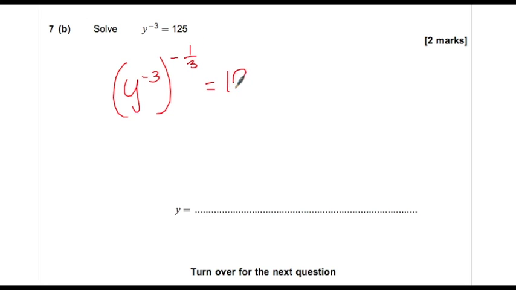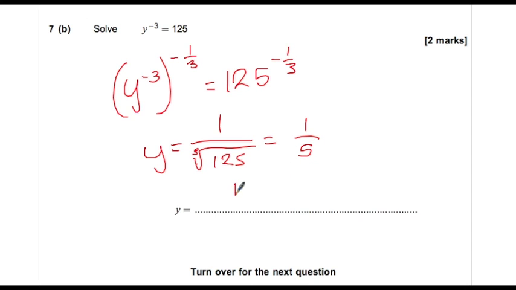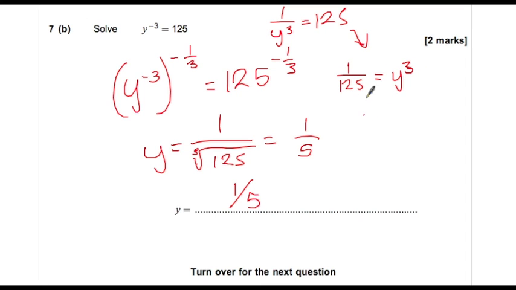And we've got to do the same thing to the other side, so that the left hand side becomes y, and then this is going to be 1 over, because it's a minus, and the third's going to make it the cube root of 125, so you get a fifth. The other way of doing it is thinking, well, y to the minus 3 is 1 over y cubed, so that means that 1 over 125 equals y cubed, so the cube root of 125 is a fifth. Sorry, that's really messy, but those are the two ways of doing it.